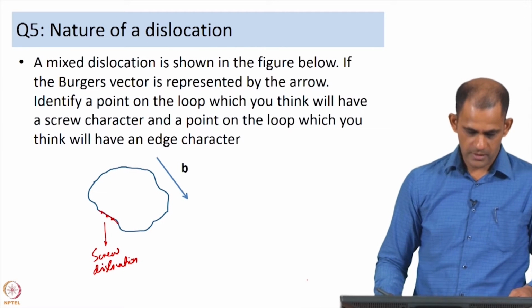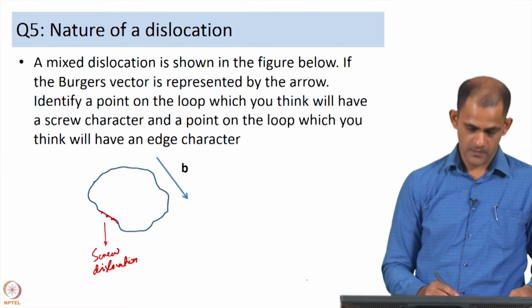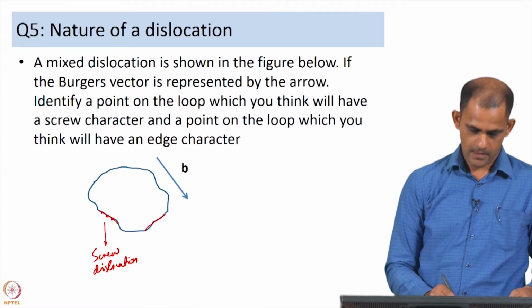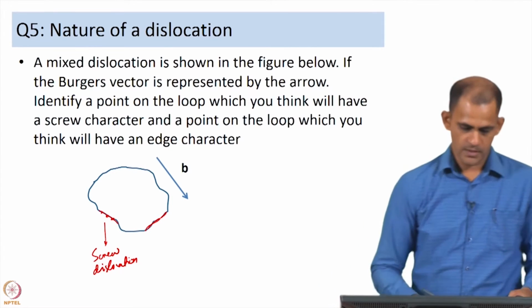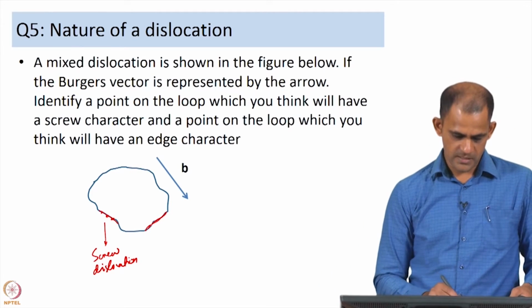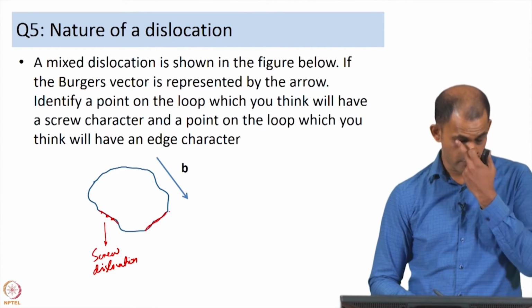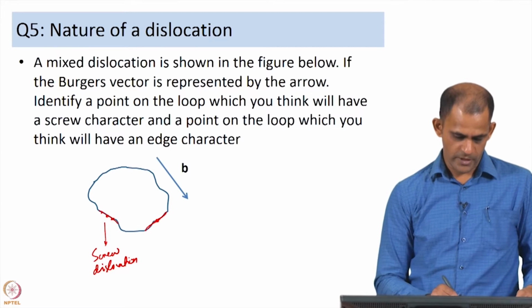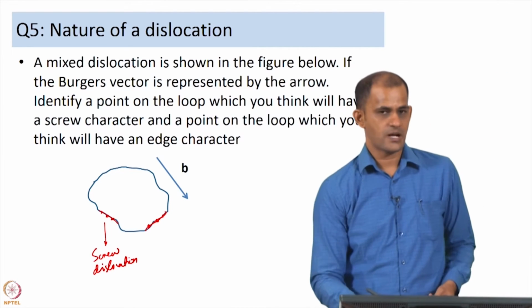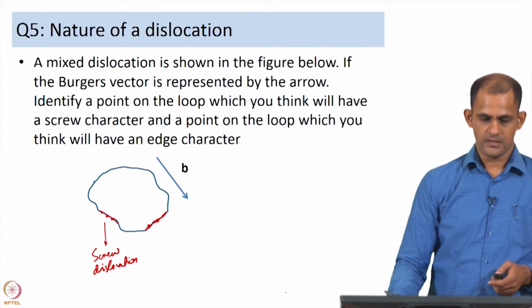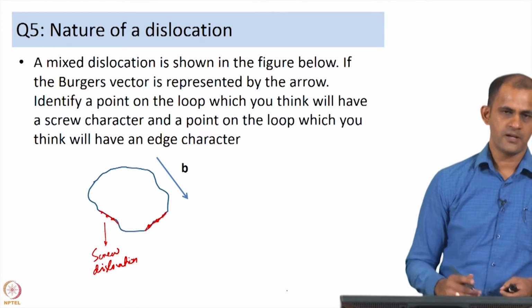Now, let us look at a portion of the dislocation which is almost perpendicular to the Burgers vector. If you look at this segment of the dislocation loop, it is almost perpendicular to the Burgers vector. This means this segment of the dislocation would have an edge character, and any point on this segment will also have an edge character. That is how you can determine the nature of a dislocation or the nature of a segment of a dislocation loop.